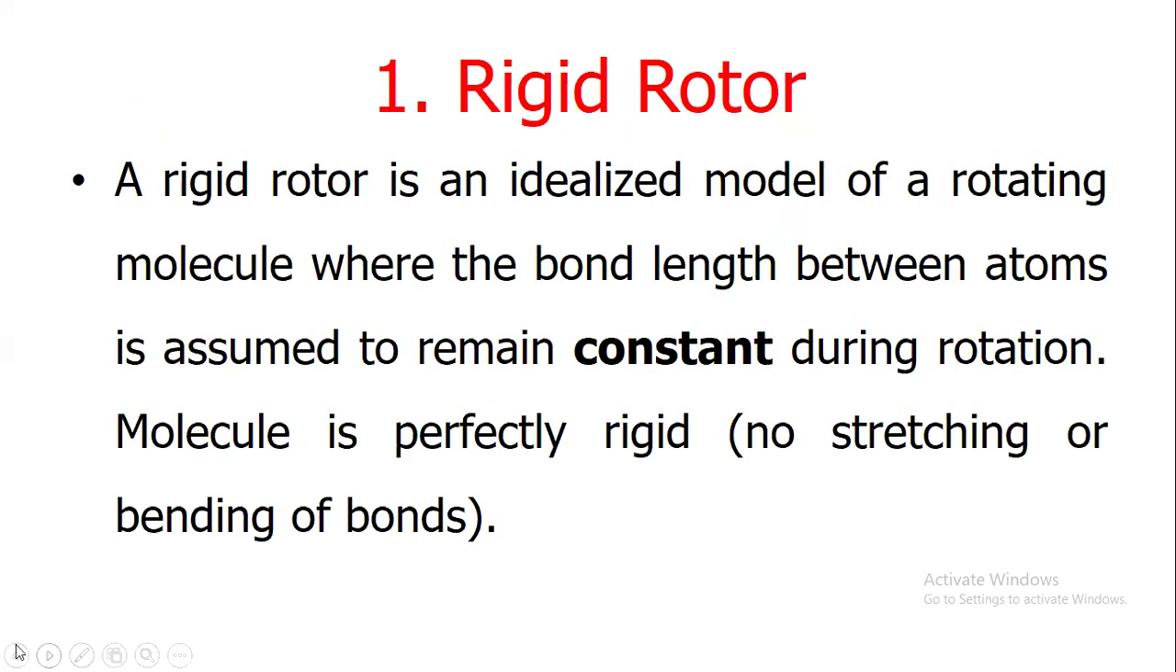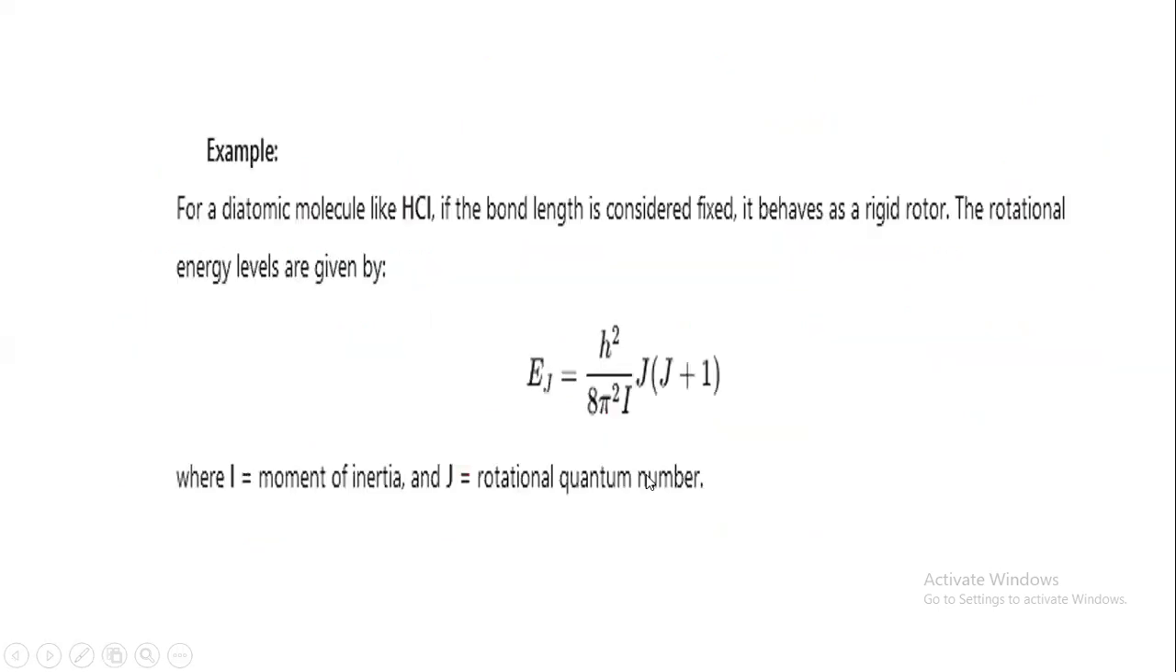A rigid rotor is an idealized model of a rotating molecule where the bond length between the atoms is assumed to remain constant during rotation. The molecule is perfectly rigid, with no stretching or bending of bonds.